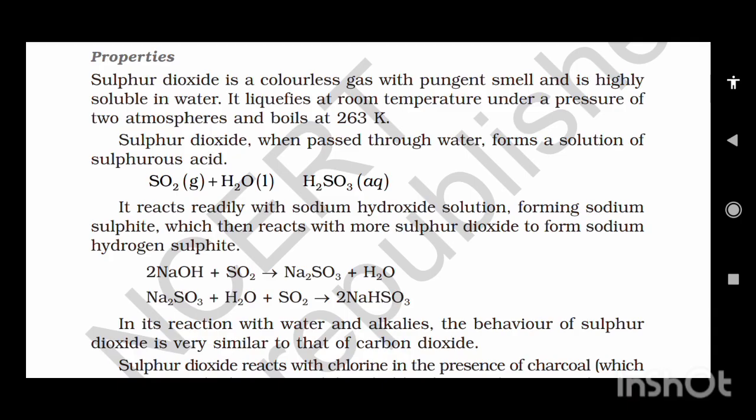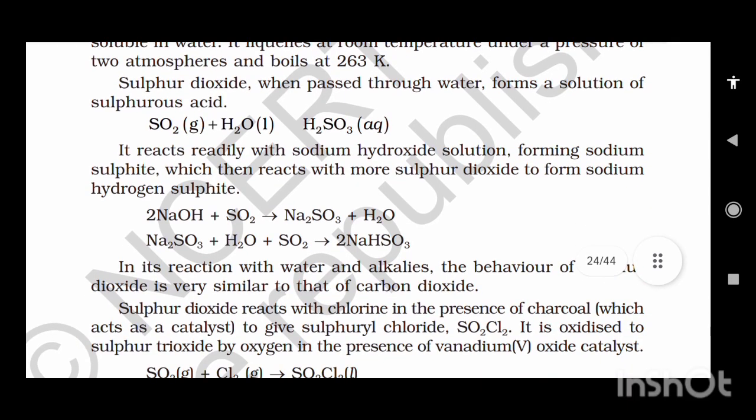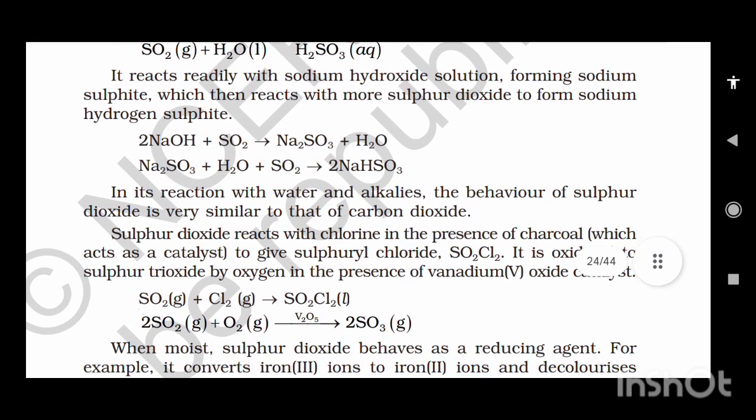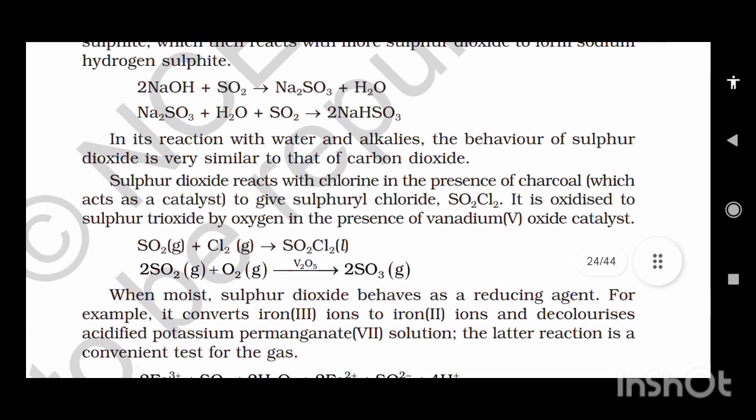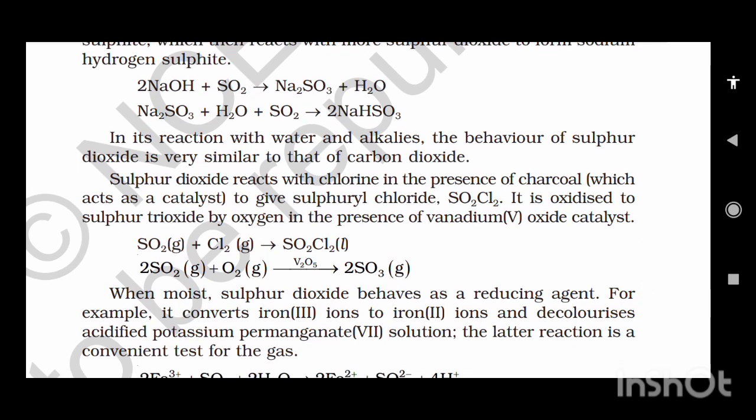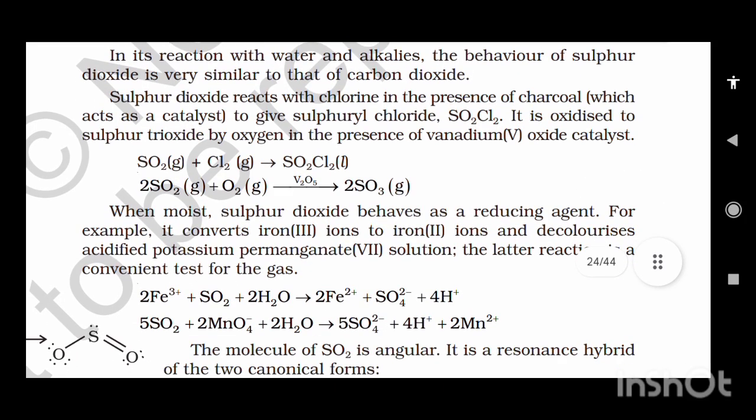It reacts readily with sodium hydroxide solution, forming sodium sulfite, which then reacts with more sulfur dioxide to form sodium hydrogen sulfite. In its reactions with water and alkalis, the behavior of sulfur dioxide is very similar to that of carbon dioxide. Sulfur dioxide reacts with chlorine in presence of charcoal to give sulfuryl chloride. It is oxidized to sulfur trioxide by oxygen in presence of a vanadium oxide catalyst.